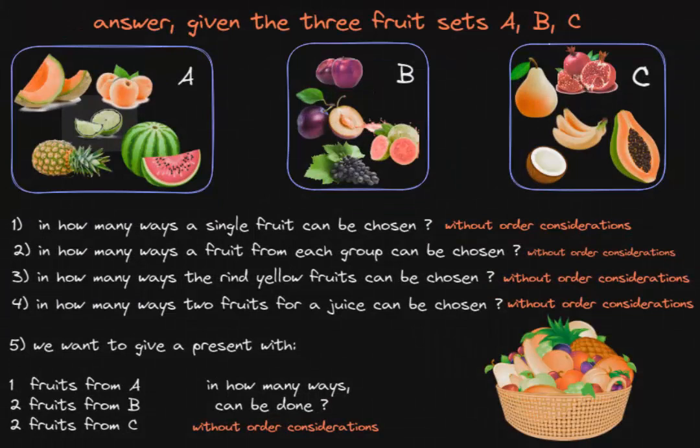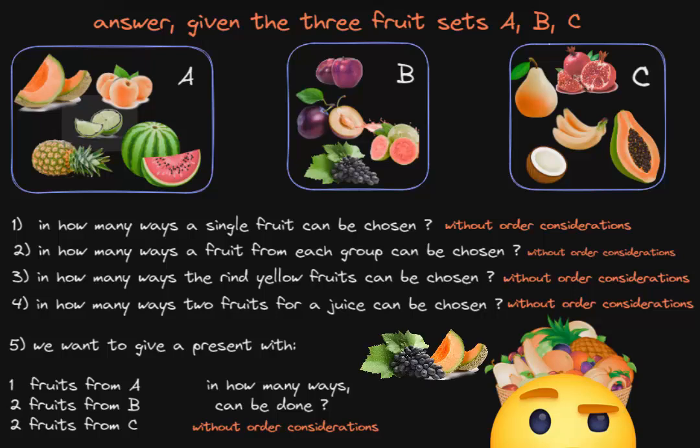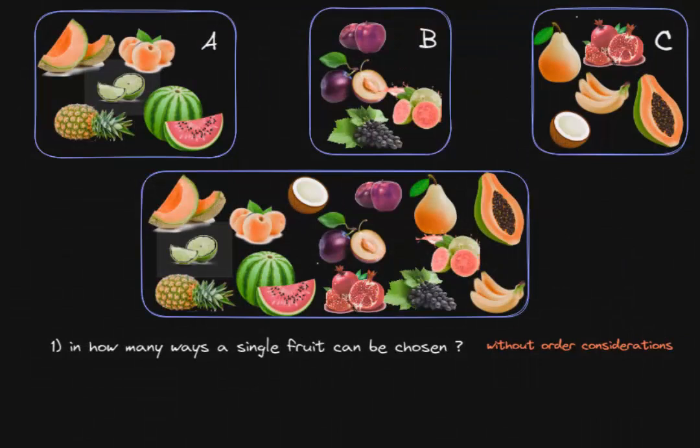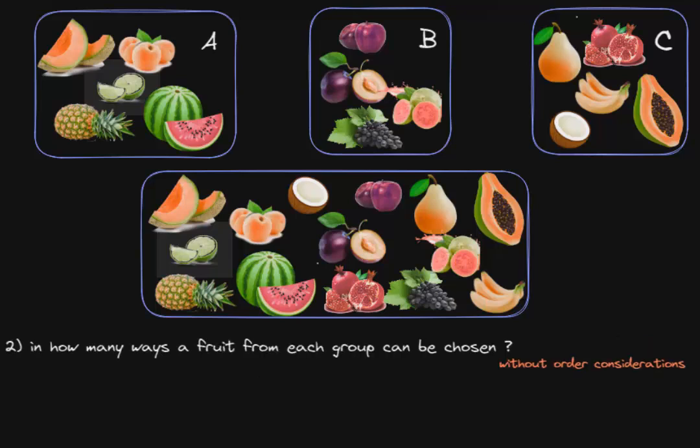Now let's solve the same questions, but this time we don't care about the order. For example, if someone asks you for 2 fruits for a juice, you give like this or that. It doesn't matter, okay? In question 1, the order is not relevant, so still 14 options to choose 1 single fruit. In question 2, still 100 options to choose a fruit from each group. And that's it. We don't find a permutation across the 3 groups.